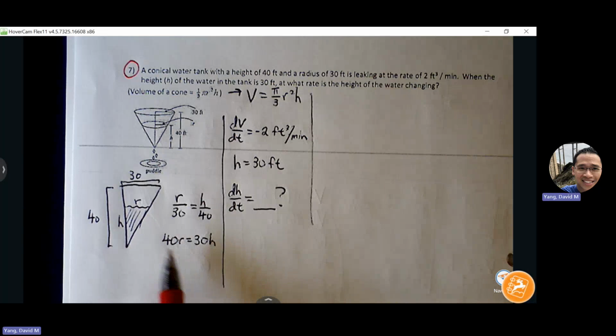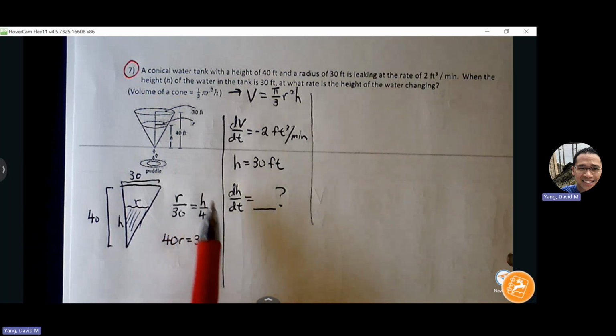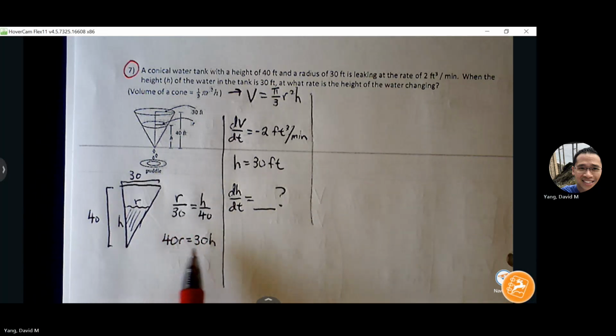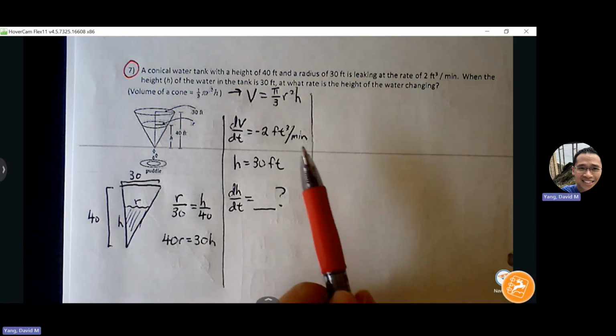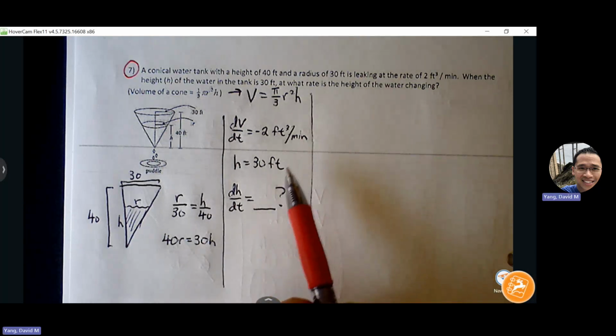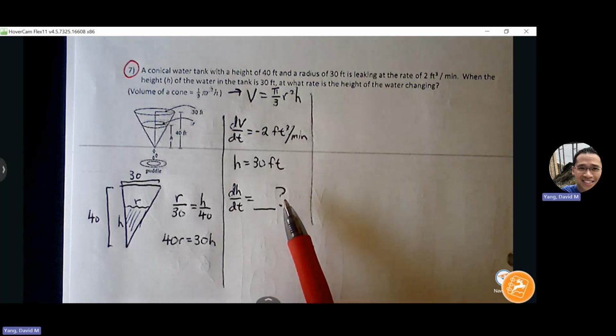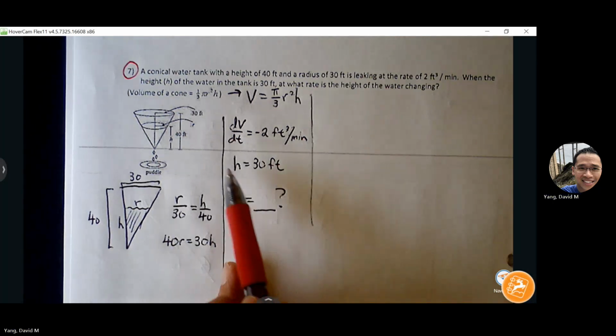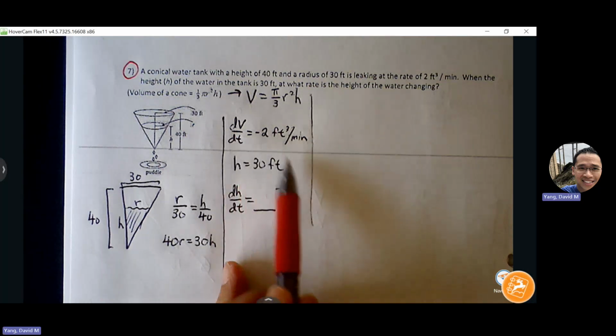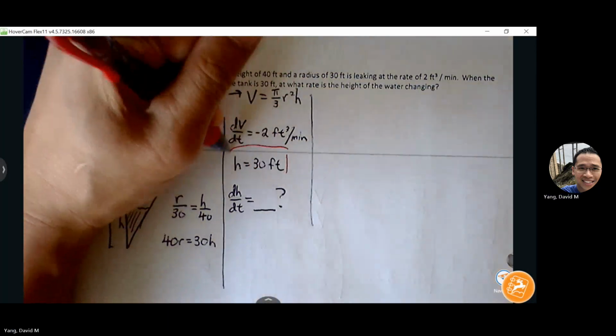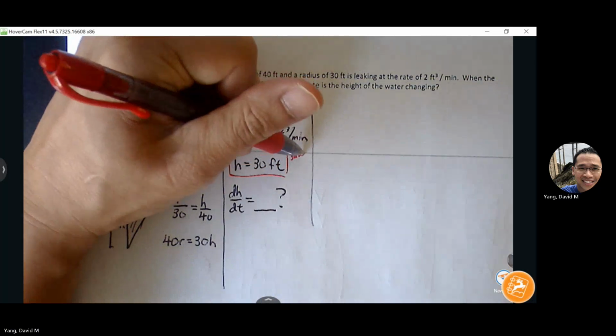Okay, everybody good with creating the proportion equation here? Okay, everybody good identifying what's given to us in the problem? The dV/dt is negative, h is 30, dh/dt is the unknown. Do we touch this 30? Not until the end, right? So just save it until the end.